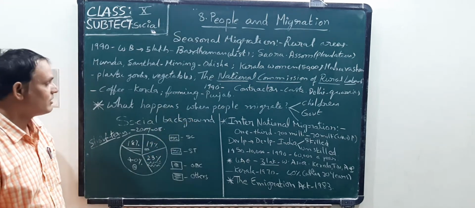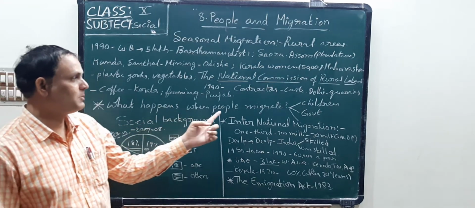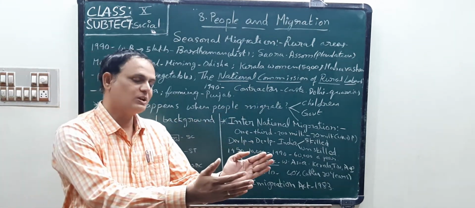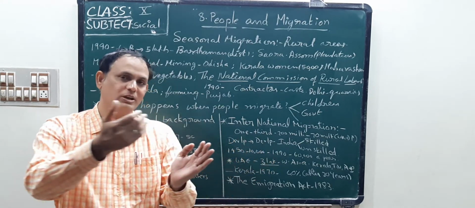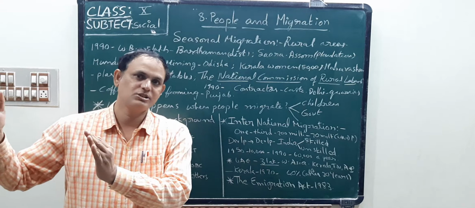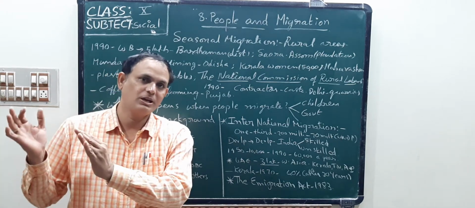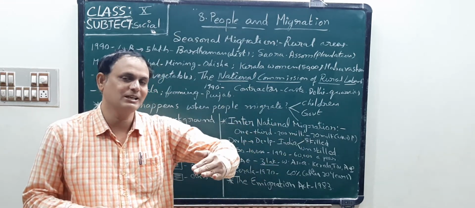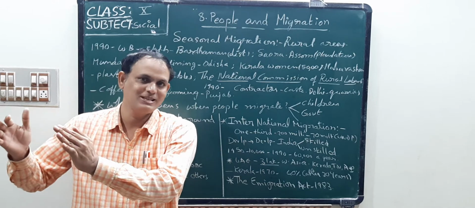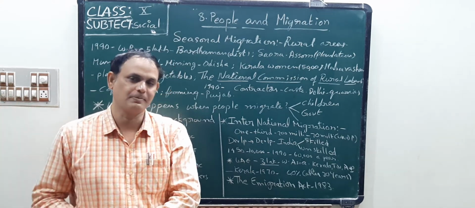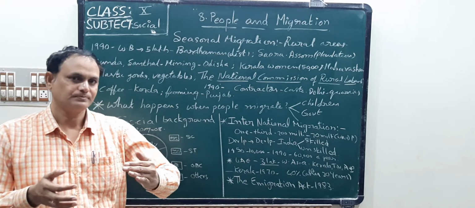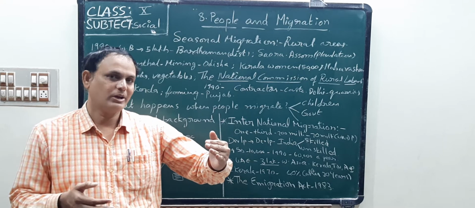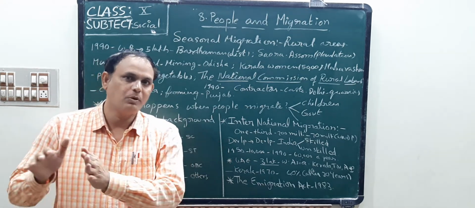Okay, children, next one, what happens when people migrate? Many people, after their education in village areas, move from village to urban areas in search of jobs. When they get jobs in urban areas, they settle there. So that means the village population is decreasing, while at the same time the town population and city population are increasing.